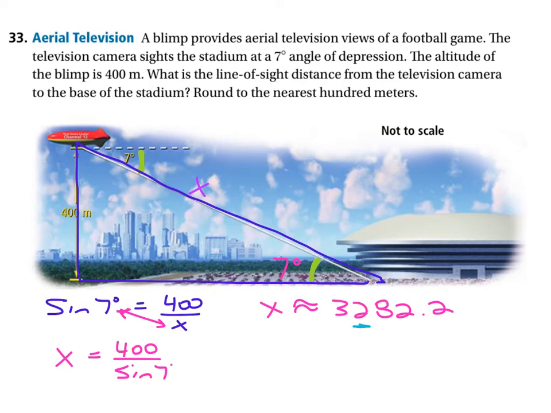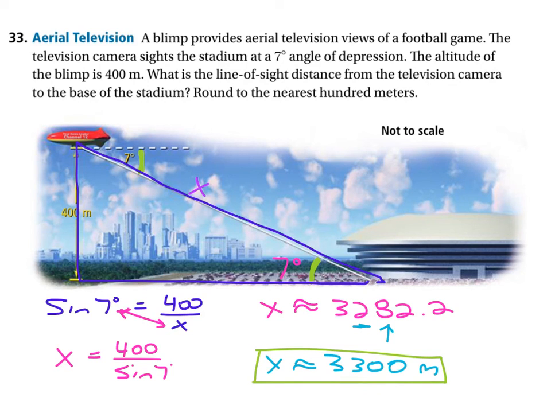We wanted to round it off to this place, the hundreds of meters. So we look here, is that 5 or higher? It is. So we say x is approximately equal to, since that 8 is 5 or higher, the 2 becomes a 3, and we got 3,300 with the units meters. Done.